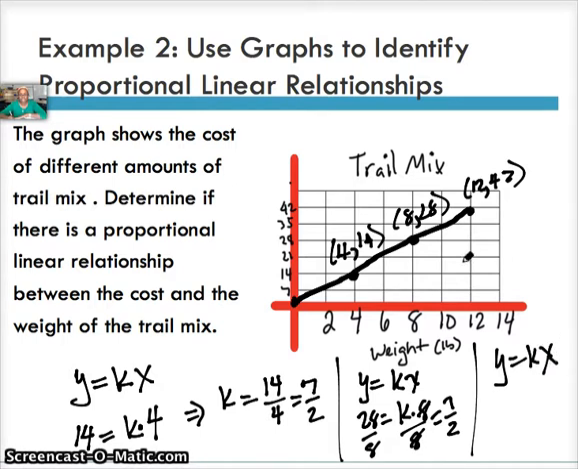Y is equal to kx. I'm going to test and see if this K value is the same as we've had all the time. So Y in this case is 42. K is what we're looking for. We're going to multiply that by 12 to answer this question. To figure out what K is, we're going to divide both sides by 12.